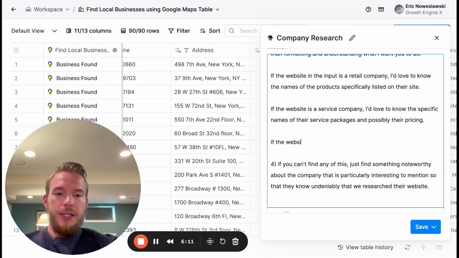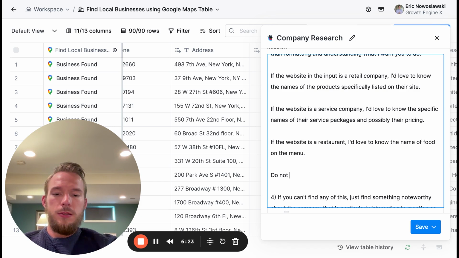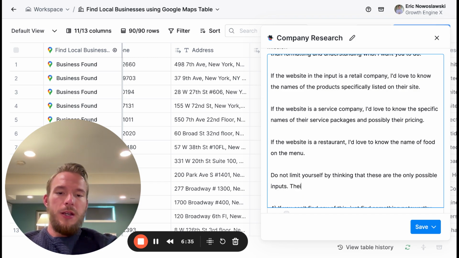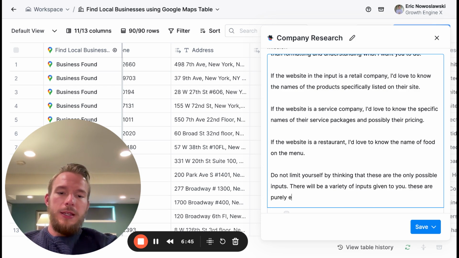If the website is a restaurant, I'd love to know the name of food on the menu. Do not limit yourself by thinking that these are the only possible inputs. There will be a variety of inputs given to you. These are purely examples.